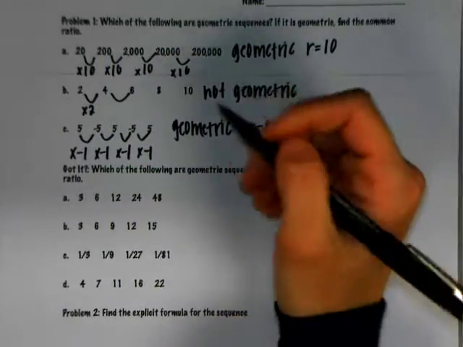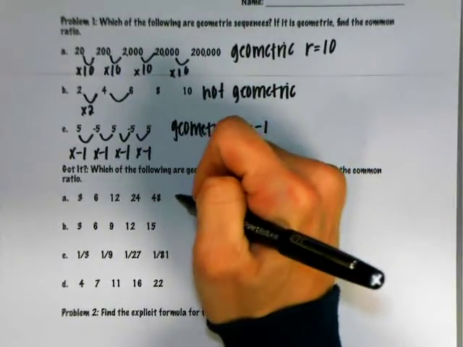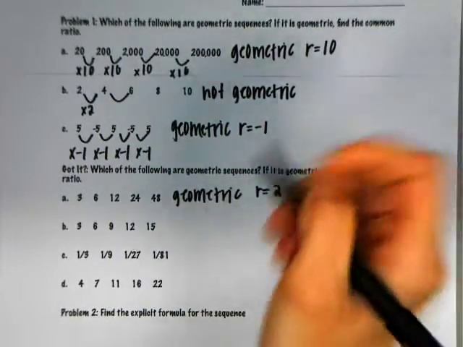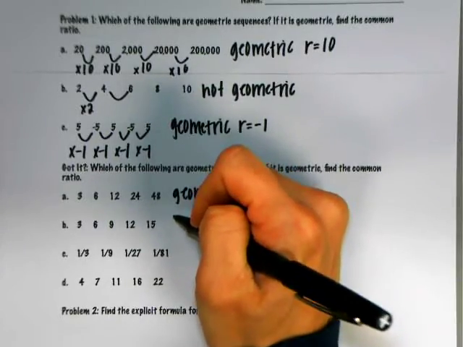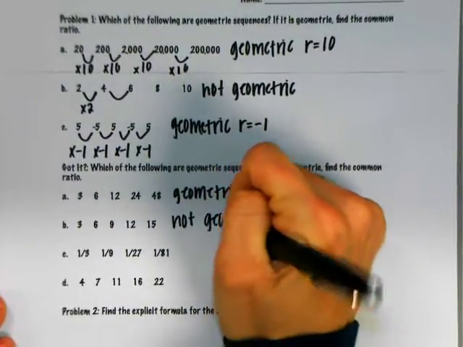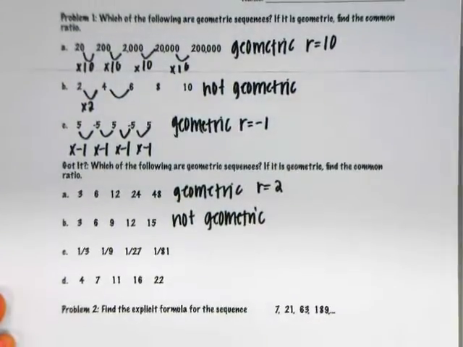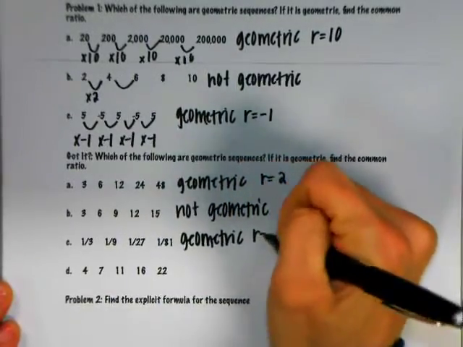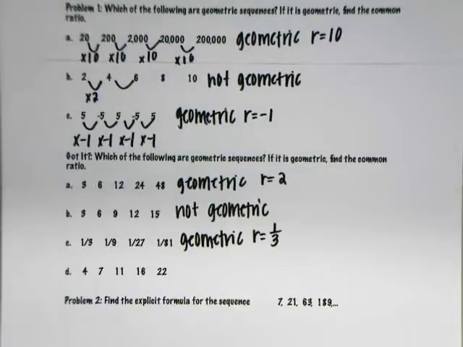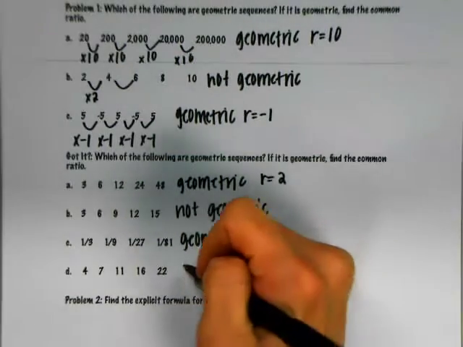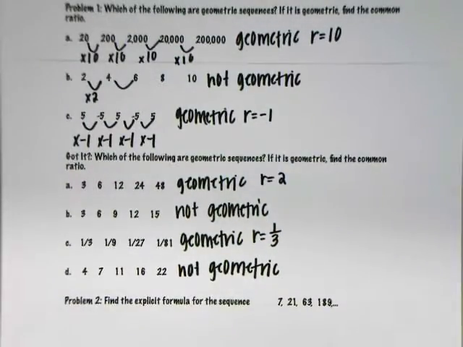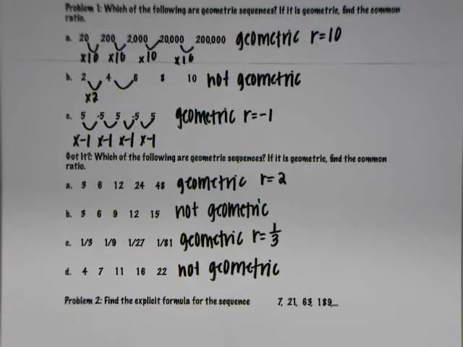Okay. For A, is that geometric or not? Yes. And what does R equal? What about the second one? Yeah, not. All right, C? Yes. And what does R equal? 1/3, yeah. And then D. Okay. We all good on being able to tell if it is or if it's not? Yeah? Cool. All right. So now we're going to find the formula.